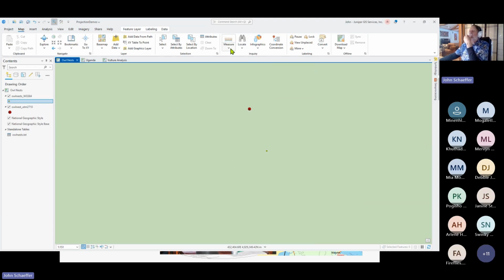So let's measure. So I'm going to measure my distance. Planar metric, because the UTM zone here is they're using meters. And so I'm going to measure from the UTM NAD 27 to the WGS 84, and it's 8 meters.